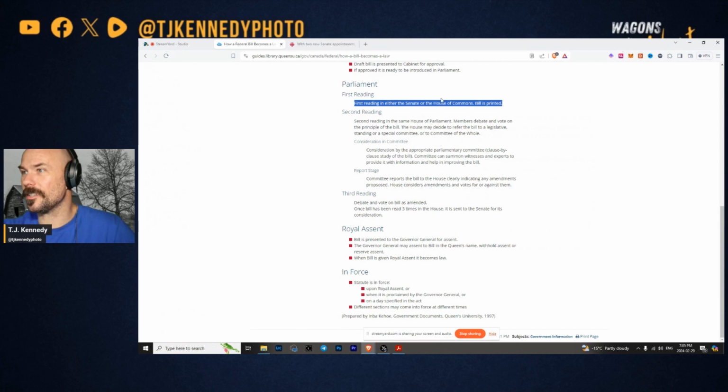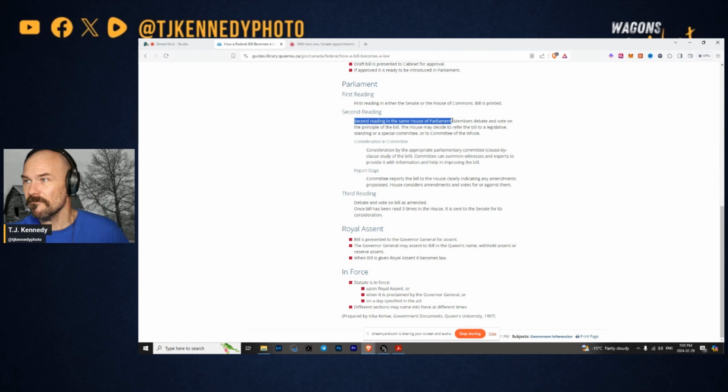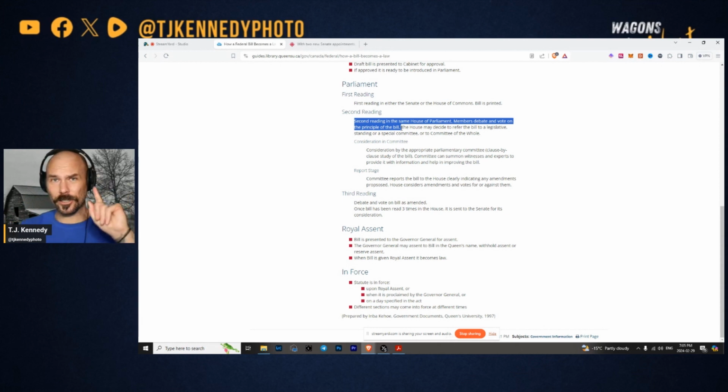First reading in either the Senate or the House of Commons, the bill is printed. The second reading then, the second reading in the same House of Parliament. So this will be read for a second time in the House of Commons. Members will debate and vote on the principle of the bill. The principle of the bill, protecting children.